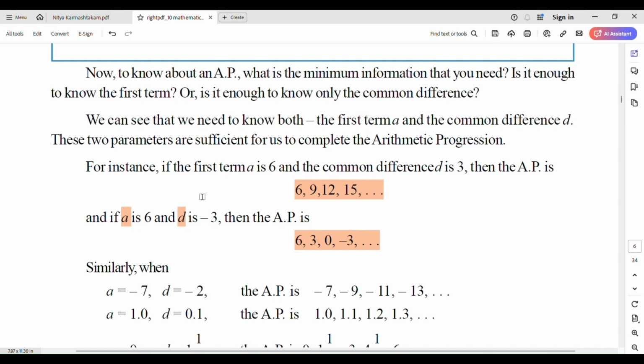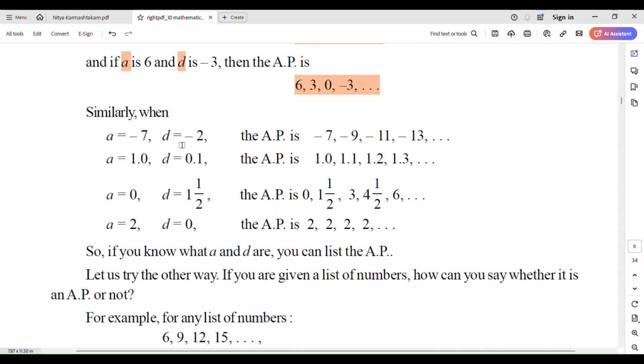These two are the minimum requirements to write any arithmetic progression. These are the two parameters which are sufficient for us to complete the arithmetic progression: the initial term and the common difference. So if I give you a and d, I can build an arithmetic progression like this.